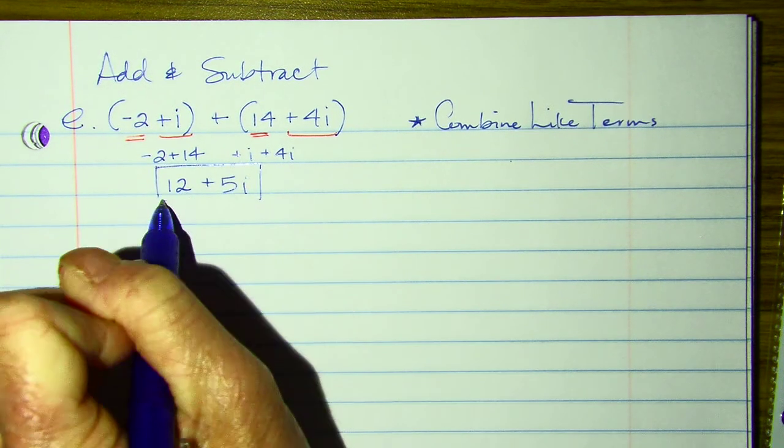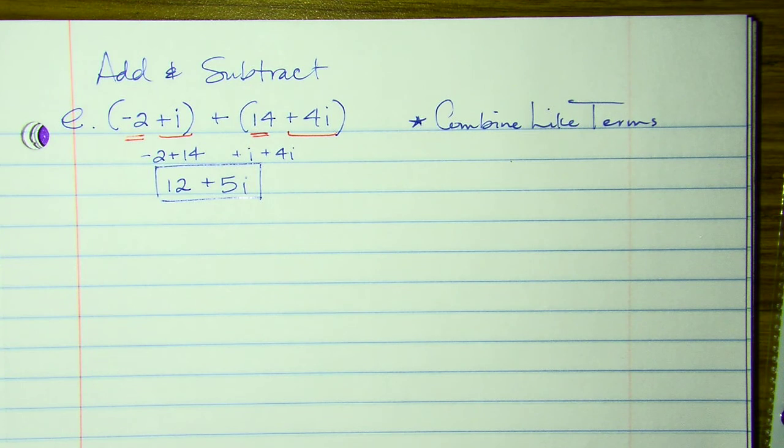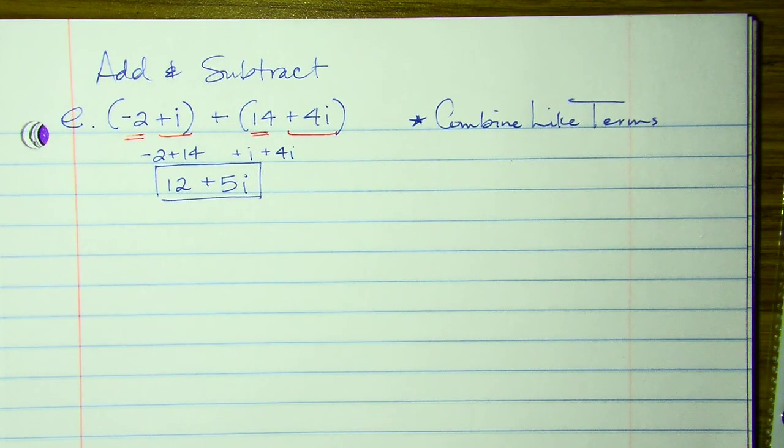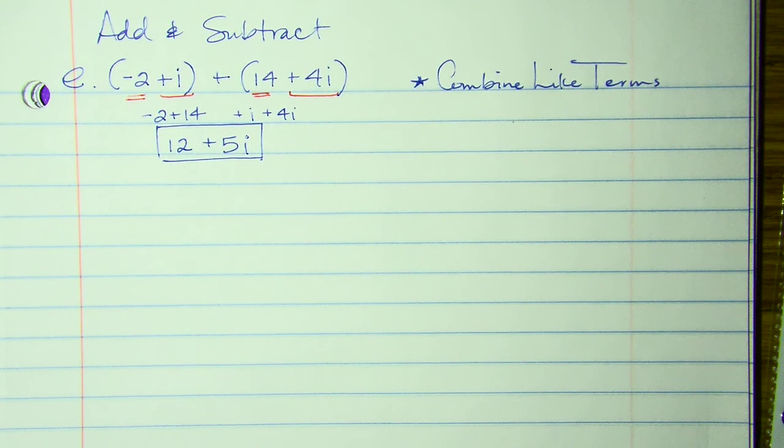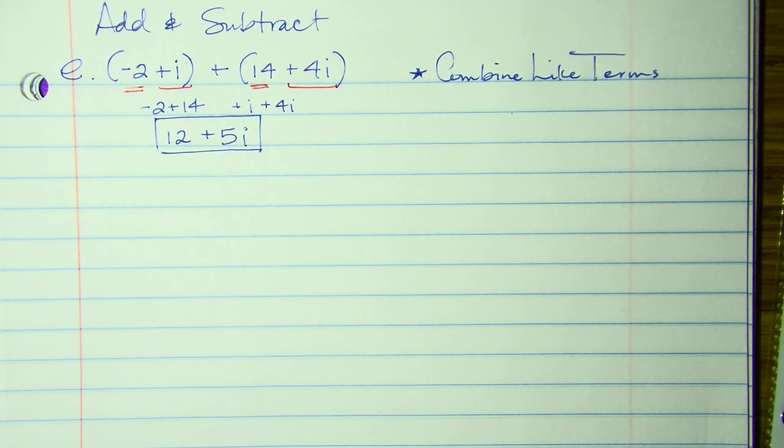And it's written in proper order because I have the real part and then I have the imaginary. Make sure your i looks like an i, you guys. Don't be sloppy. Otherwise it's going to look like a 1 and it's going to look like 12 plus 51.